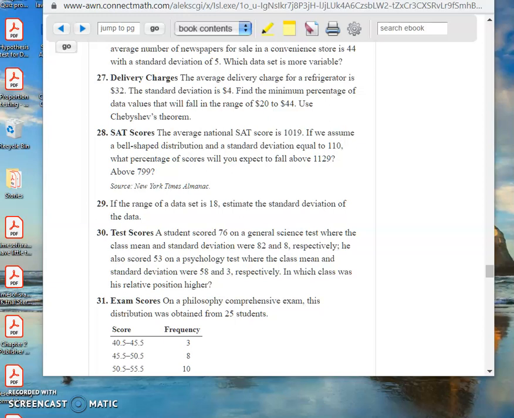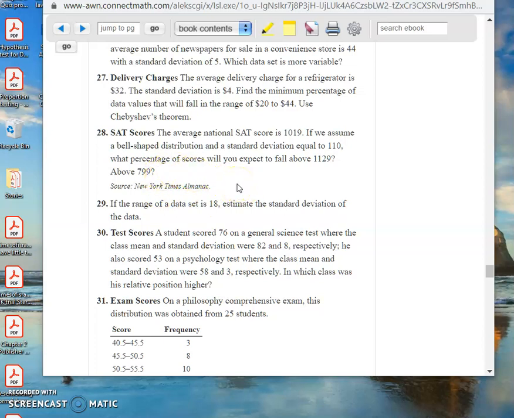All right, ladies and gentlemen, a student requested some assistance with a Chapter 3 quiz, problem number 28. Okay, so here's the problem. Talking about SAT scores. The average national SAT score is 1019. Now we're going to assume that it's a bell-shaped distribution.